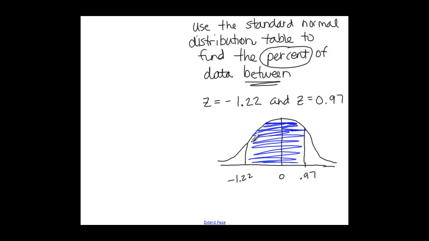Okay, now remember that when we look up on the chart, the table gives us the area to the left of a certain z-score. So I hope you can see that if we find the area to the left of 0.97, we're almost there. There's still this little bit of area that we don't want to include. So we'll actually take the area below or to the left of 0.97, but then we want to take off or subtract the area to the left of negative 1.22.